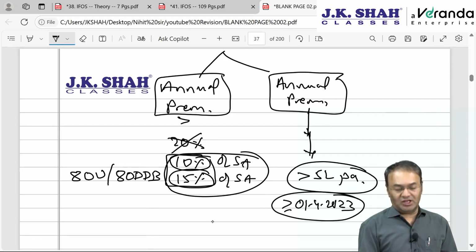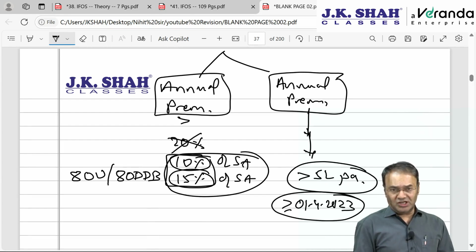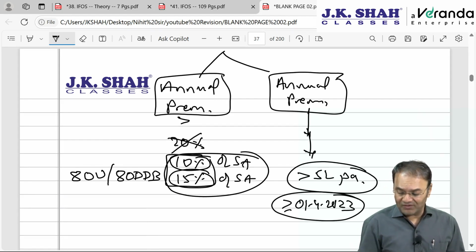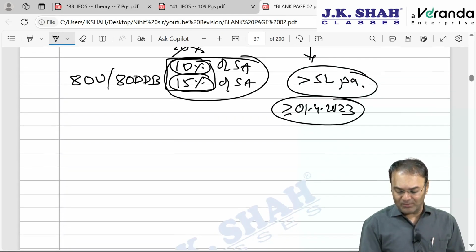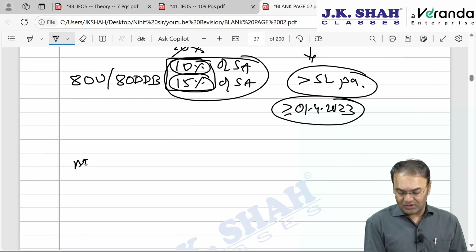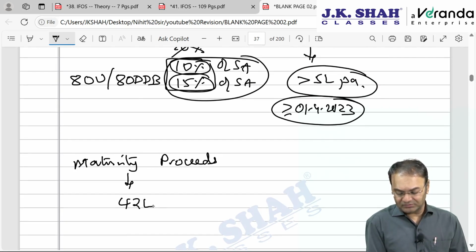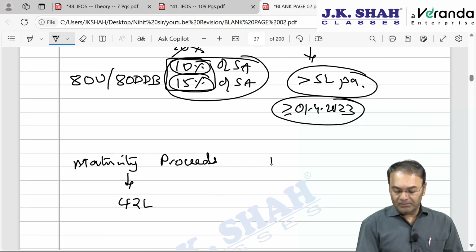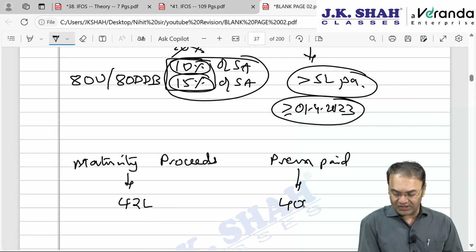In either case, there will be TDS under section 194DA that we will discuss in the TDS chapter. 2% TDS will be there or 5%. However, something will be taxable here. How much will be taxable? So answer, maturity proceeds received. Maturity proceeds including bonus is 42 lakhs. Premium paid up till now is 40 lakhs.